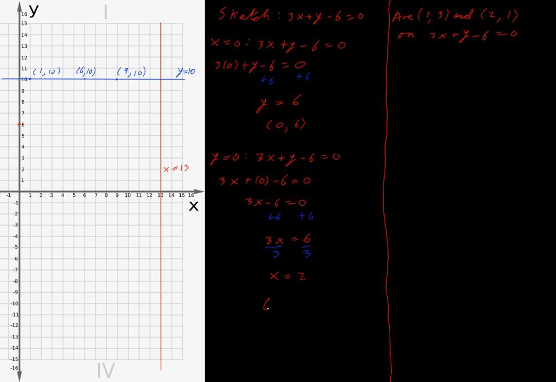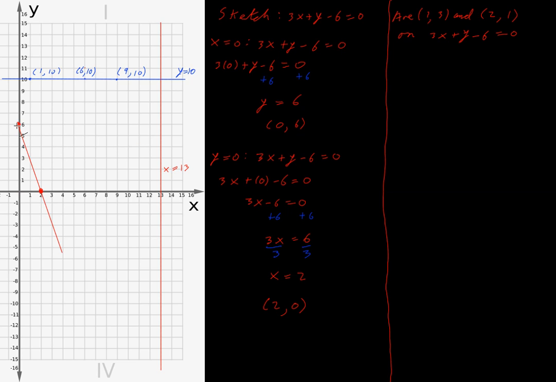So what are the coordinates of that point? We go in the door 2, x is 2, and up the stairs 0. So that's another point on the line. That's our point. And now I'm going to draw that line in for you.